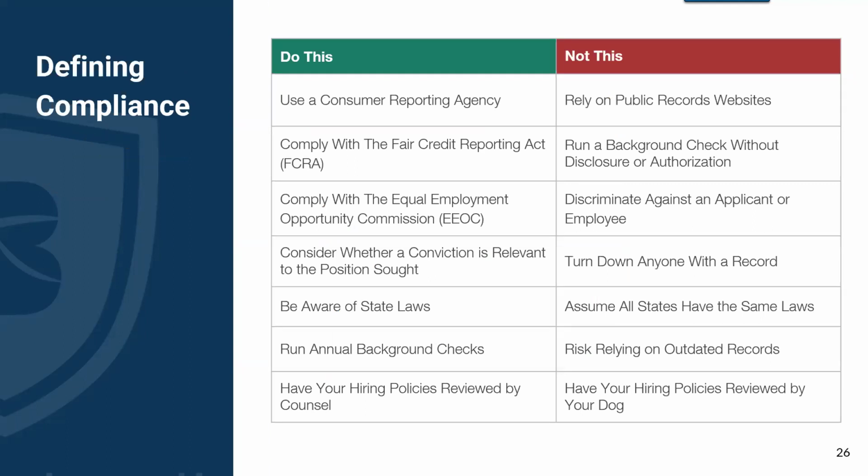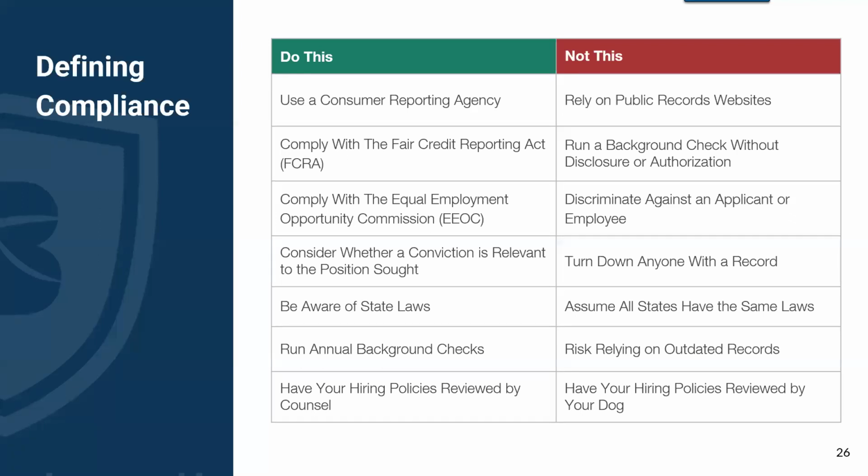Okay, and then real quick, defining compliance, the do's and don'ts. You do want to use a consumer reporting agency and not rely on public record websites. They can have information that's outdated and unactionable and can land you in some legal action lawsuits. You want to comply with the Fair Credit Reporting Act and do not run background checks without disclosures or authorizations. Comply with the EEOC and do not discriminate against an applicant or employee. Consider whether the conviction is relevant to the position that's sought, and don't turn down anyone with a record.